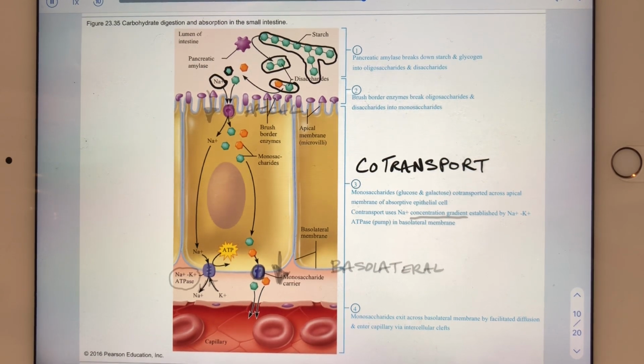They are sort of having to hold hands, if you will, in order to pass through the apical surface of the mucosa in the small intestine. And then here's the basolateral surface.